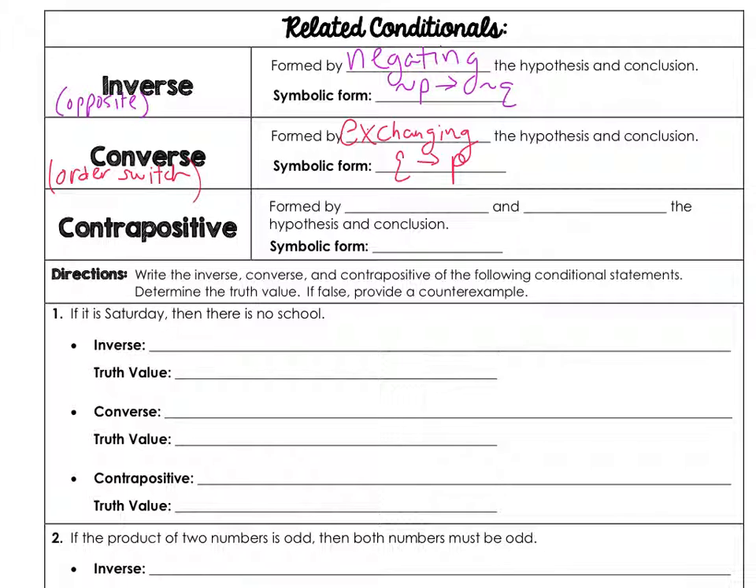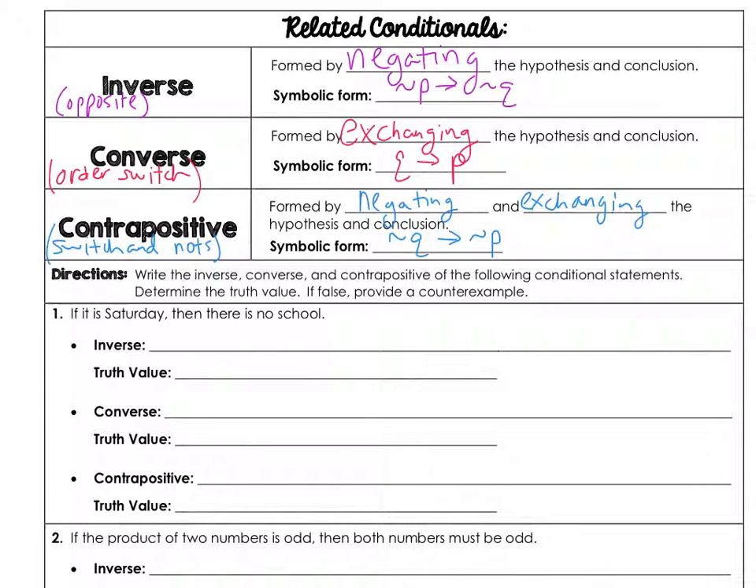So for our definition, it's formed by negating and exchanging the hypothesis and conclusion. So we're going to do both. So we're going to have the opposite of Q implies the opposite of P. So we're switching the order and putting the opposite sign. And not really the opposite sign, but the opposite meaning of that part of your sentence.